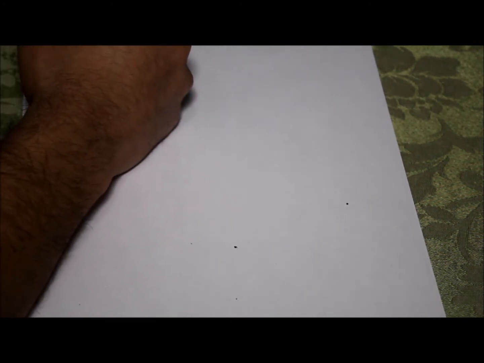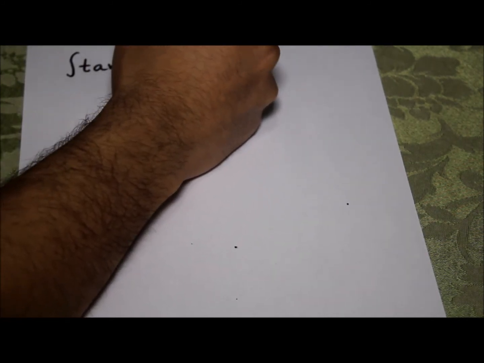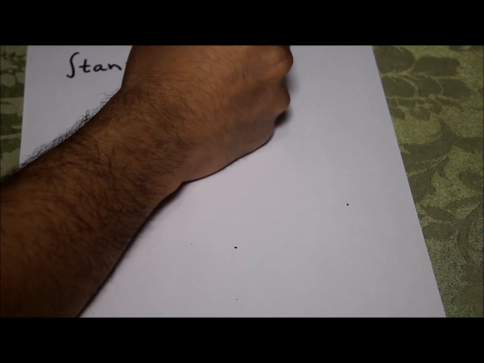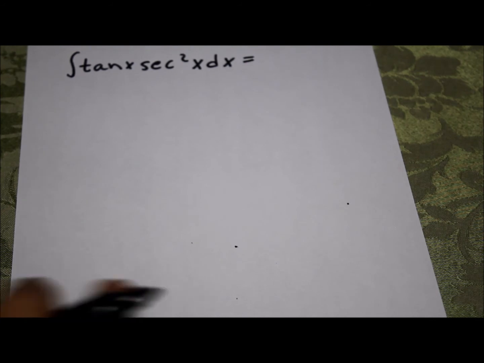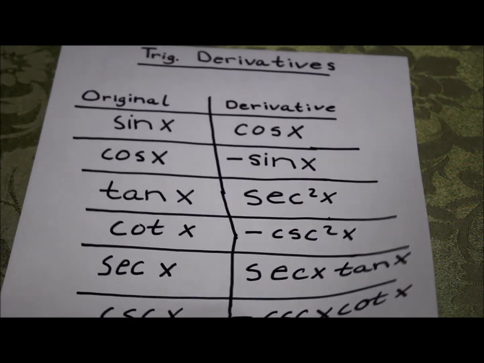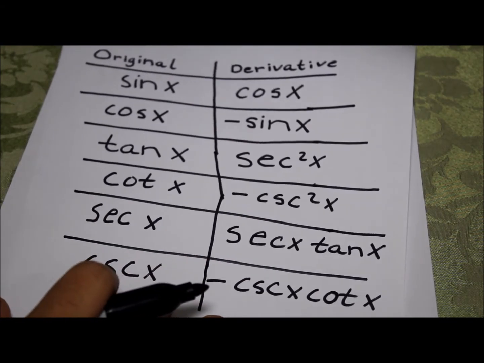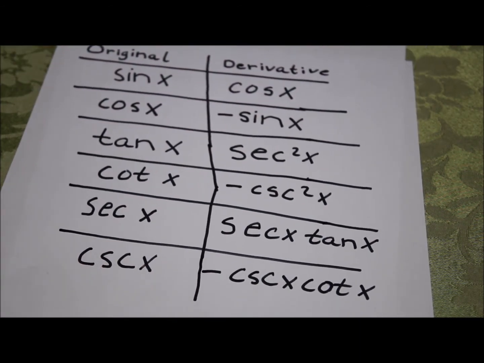Now let's look at a trig example. Now sometimes trig gets a little bit tricky. So let's look at the integral of tangent x times secant squared x dx. Now this might look a little bit intimidating at first glance, but if you have the derivatives of trig memorized, which is this, the problem becomes a lot simpler. So it's desirable to have these memorized.